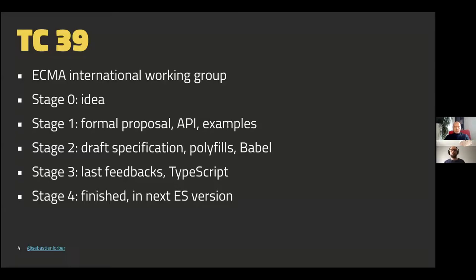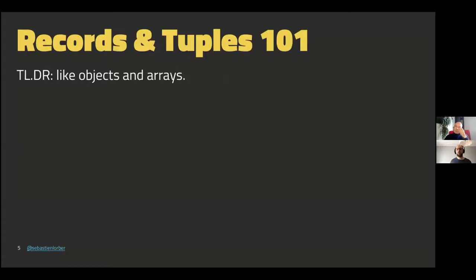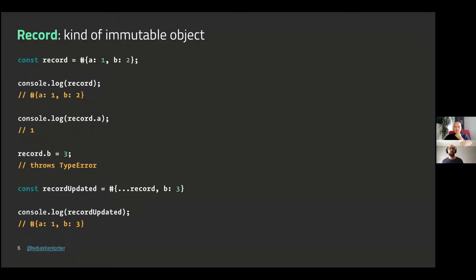So let's see what records and tuples are. I think the best way to describe them is that they are very similar to objects and arrays. The only difference is that they are immutable. So let's see a bit more detail.